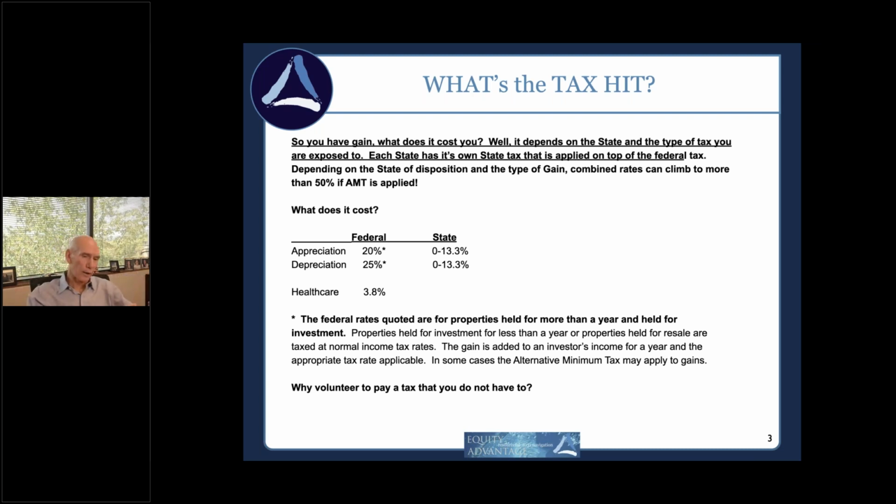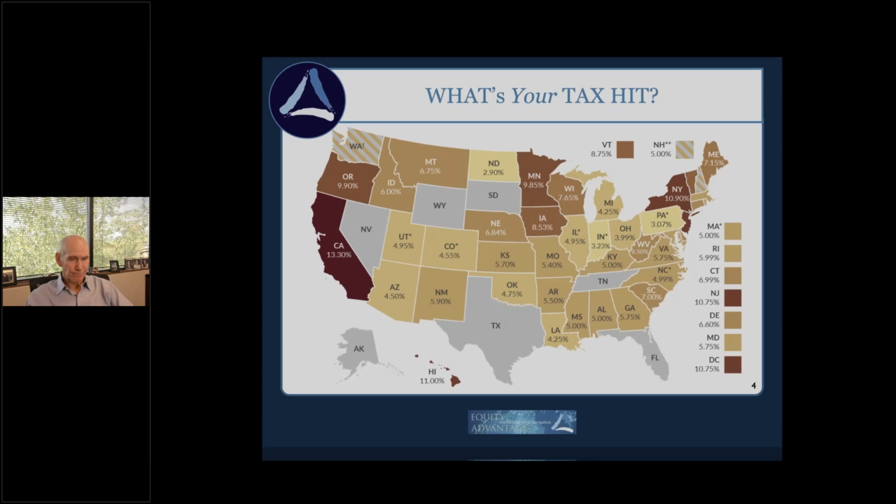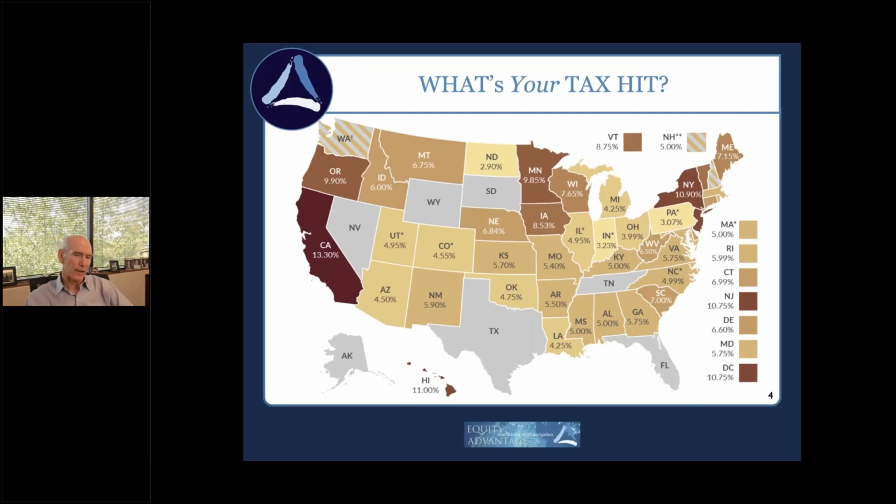So 1031 is not all or nothing. But the whole reason we're looking at this is because of capital gains tax. And this is just a map showing state by state.